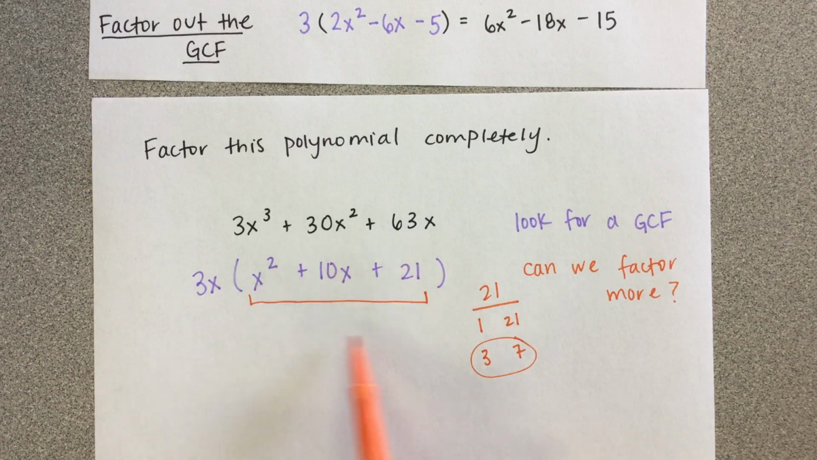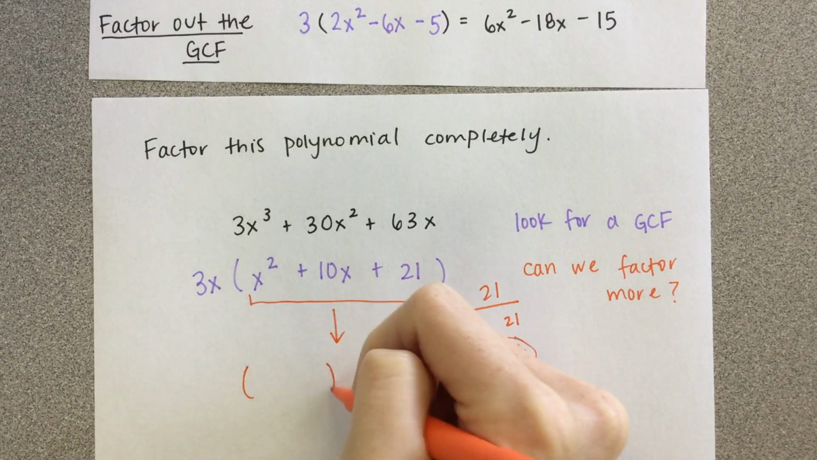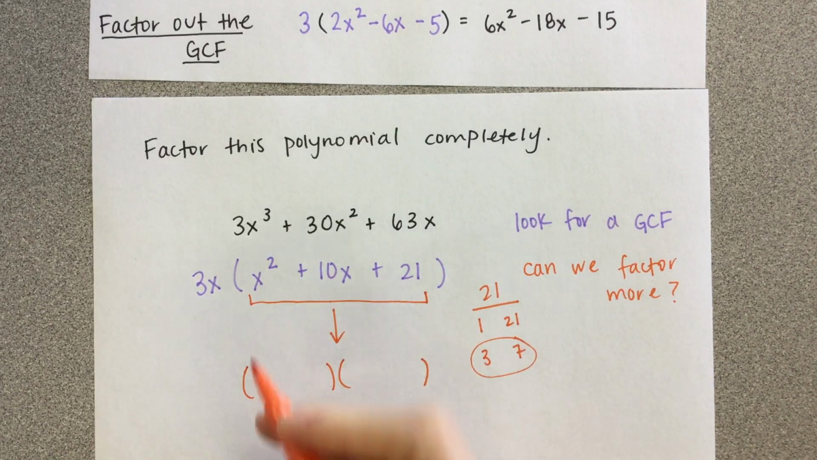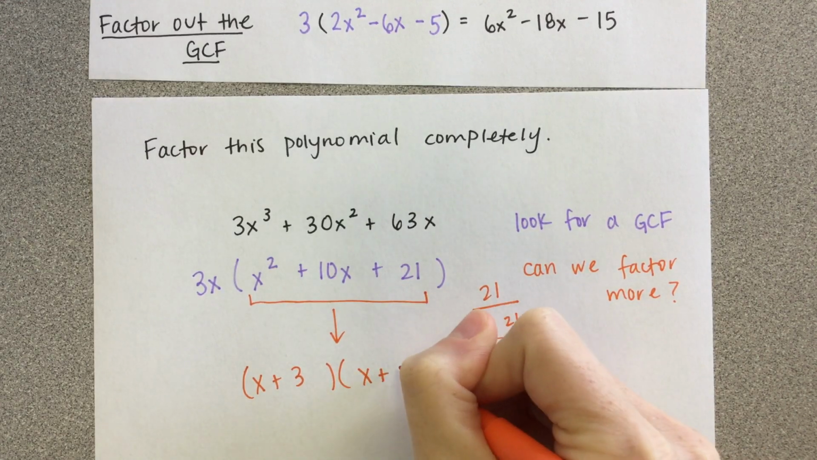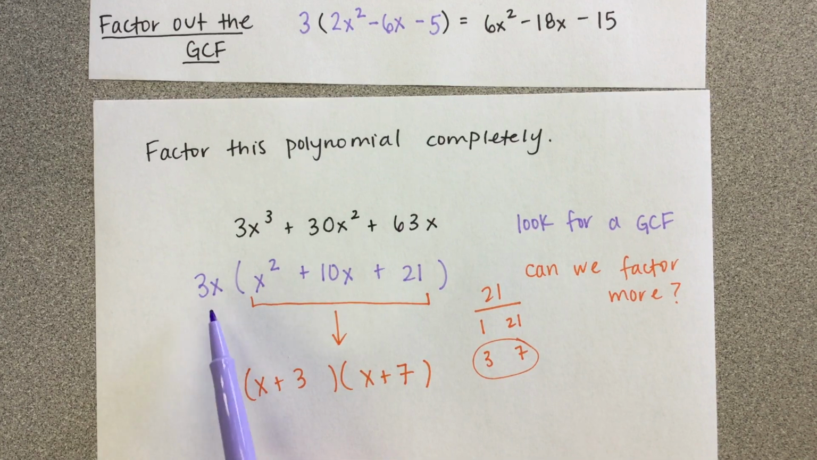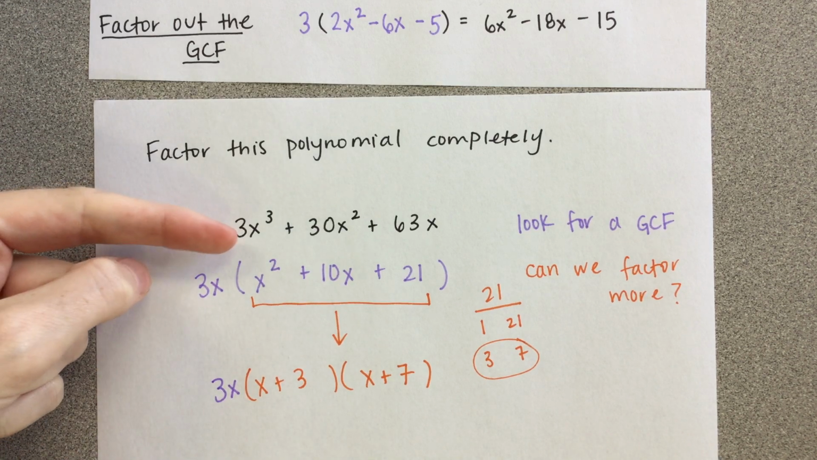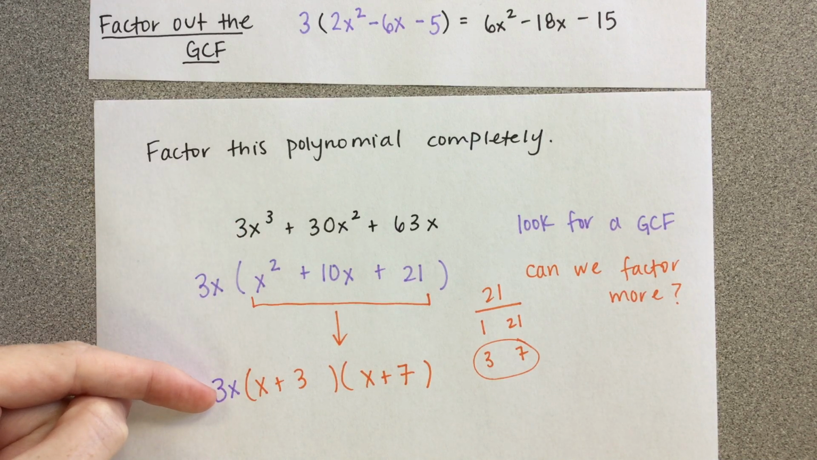So I could rewrite this polynomial, the part that's inside the parentheses, into its two factors, x plus 3 and x plus 7. And then don't forget, there was still this 3x here, right? So that's still part of this factored polynomial. And so now we have finished. We have factored this polynomial completely. And so this third degree polynomial that we started with is equivalent to this factored form here.